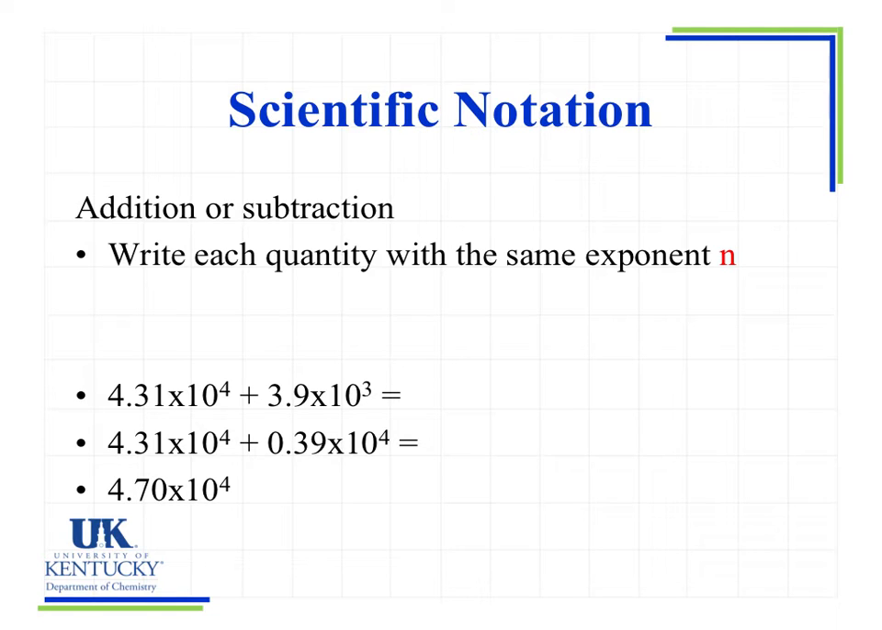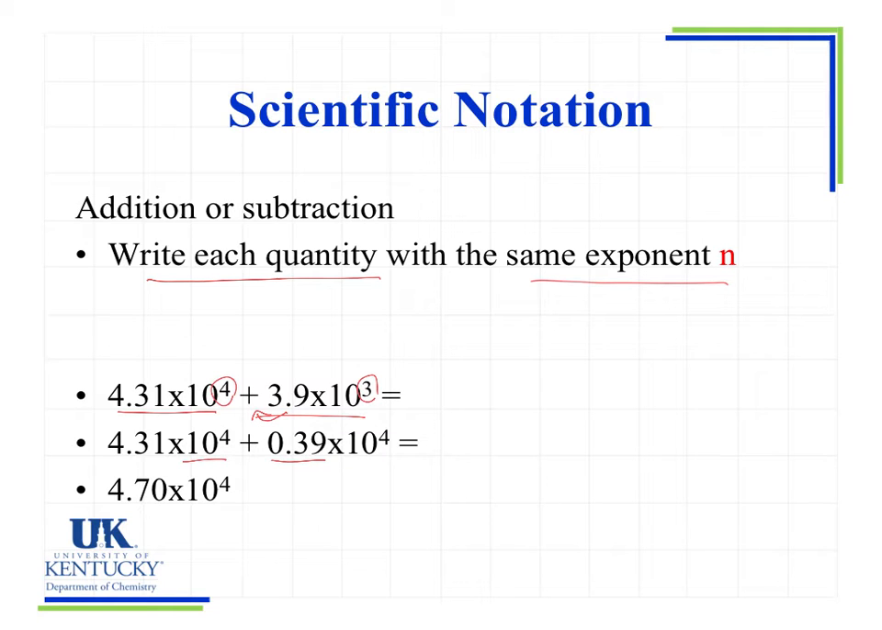Okay, this is for addition or subtraction. If you want to add two numbers in scientific notation, the first step is to write each quantity with the same exponent, the same n. So think about these two numbers. We have 10 to the 4 and 10 to the 3. In the first step, we have to make both of them with the same exponent. So we keep the one with 4 and make this 10 to the 4. So we make this 3 to 4, so we have to move the decimal place one digit to the back. That makes it 0.39 times 10 to the 4.